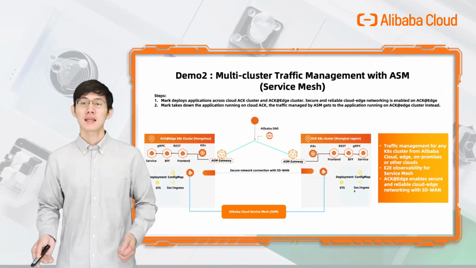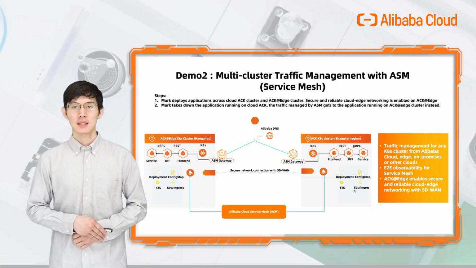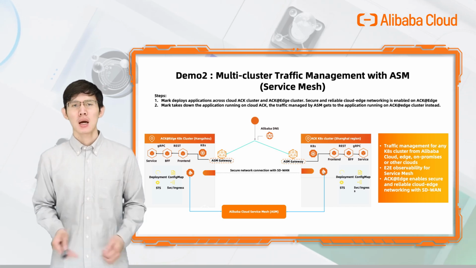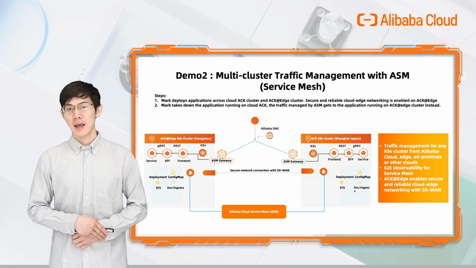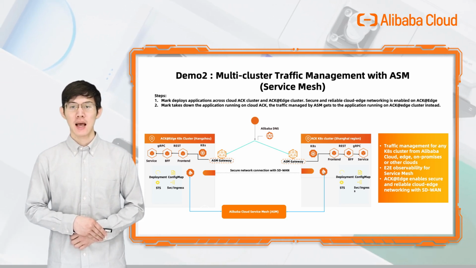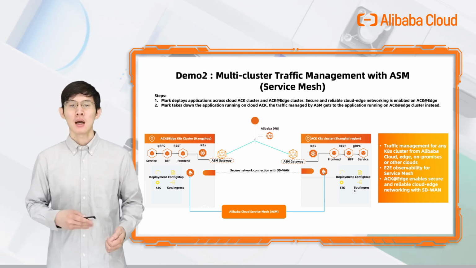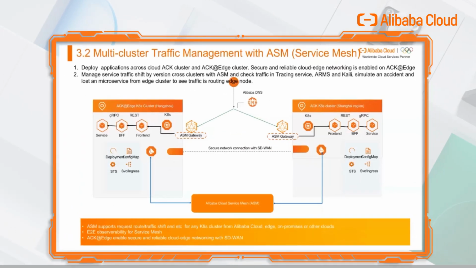Let's move on to the second demo, multi-cluster traffic management with ASM service mesh. Alibaba's application-centric solution to hybrid cloud leverages ASM service mesh for traffic management for any Kubernetes clusters from Alibaba Cloud, edge, on-premises, and other clouds. We leverage ASM to manage traffic for both clusters. So let's give a demo here.